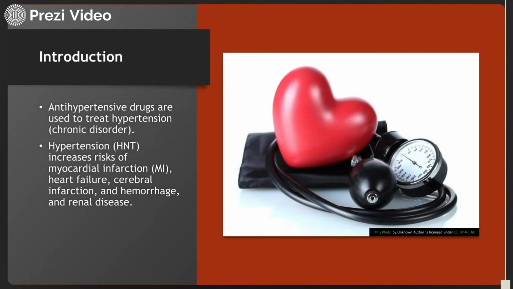So a little bit of overview is that antihypertensive drugs are the ones that we actually use to treat hypertension, in this case, a chronic disorder. Hypertension is important for us to address because it actually increases the risk for myocardial infarctions, which most of you know as heart attacks, heart failure, cerebral infarctions, in this case, a stroke, and hemorrhage and renal diseases. And that's the reason you see sometimes patients with high blood pressure eventually develop renal failure because they do not control the blood pressure correctly.